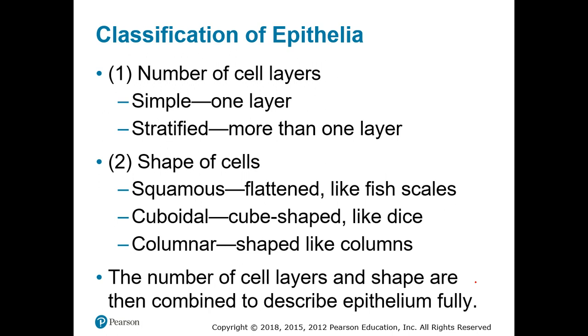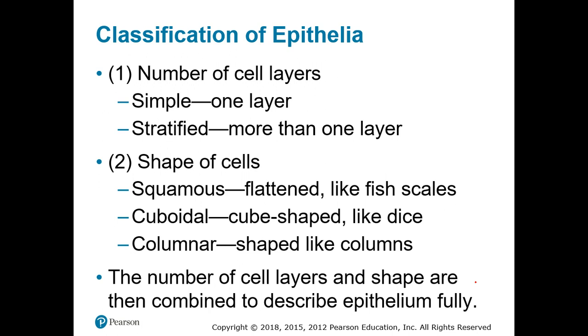Now let's get into how we classify epithelia. Epithelia's name has two parts. The first part of the name is going to tell you the number of cell layers. For example, if its name starts with simple, it means it has only one layer of cells. If its name starts with stratified, it's going to have more than one layer. The second part of the name is going to tell you the shape of the cell.